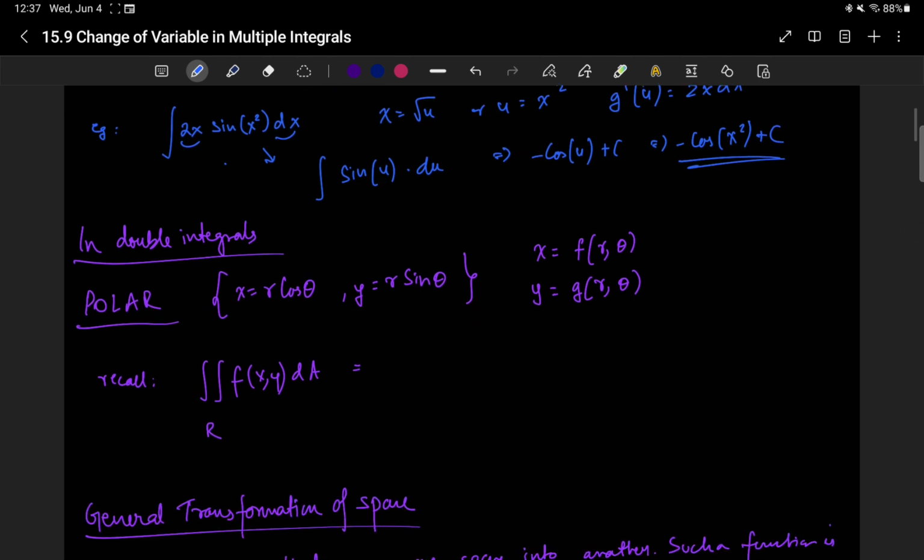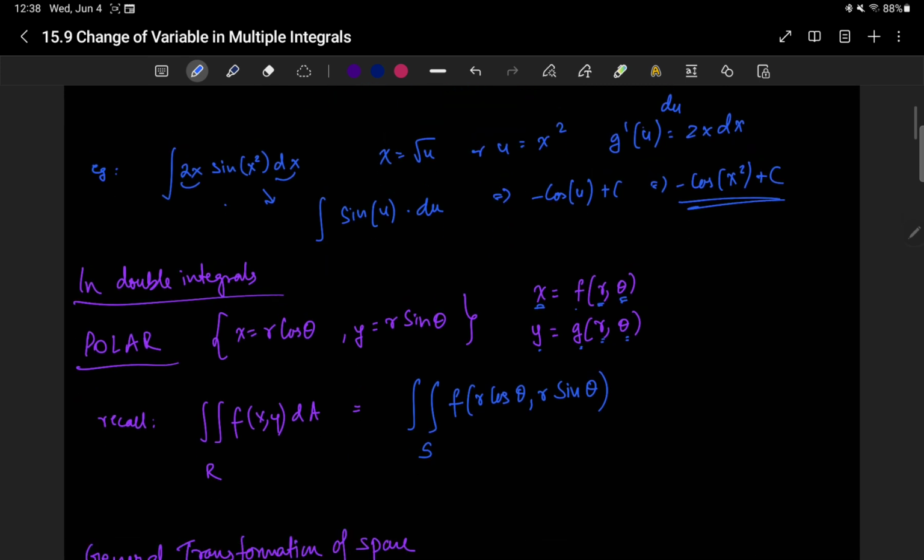In a double integral, the first example that we looked at was polar, where x equals r cosine theta and y equals r sine theta, so that x is now a function of r and theta, and y is another function of r and theta. And what happens in this case is the region R becomes the region S, we just use a different variable to keep in mind that we are dividing it in a different way now. And we get r cosine theta, r sine theta, which is very similar to f of g of u here. And the integrating element, the dA, becomes r dr d theta. So there is a transformation.